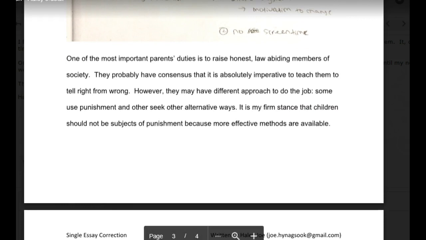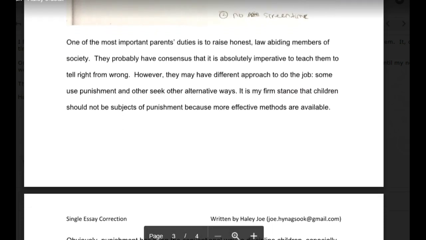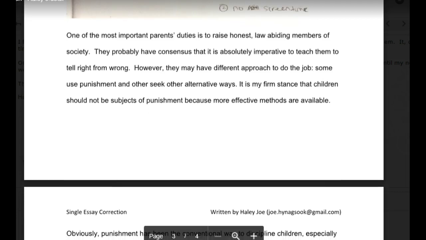One of the most important parents' duties is to raise honest, law-abiding members of society. They probably have consensus that it is absolutely imperative to teach them to tell right from wrong. However, they may have different approach to do the job. Some use punishment, others seek alternative ways. It is my firm stance that children should not be subjects of punishment because more effective methods are available.